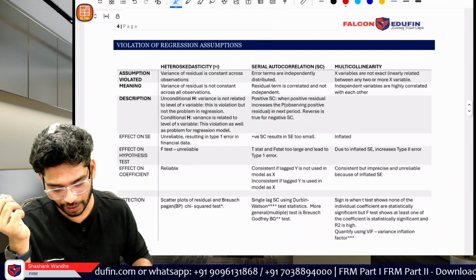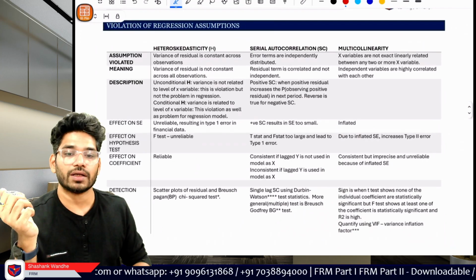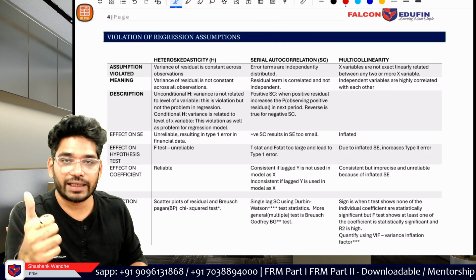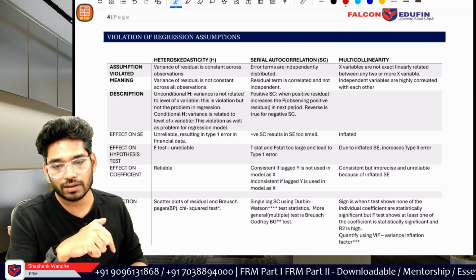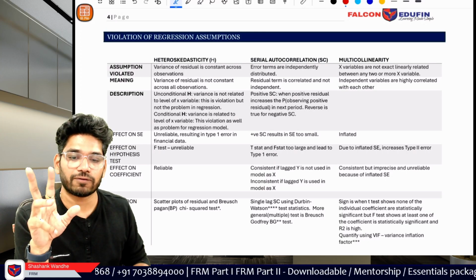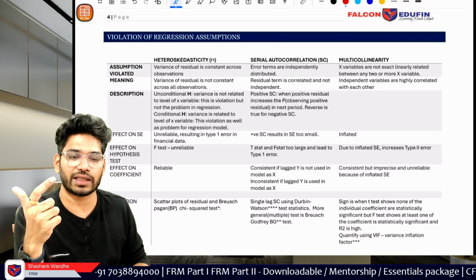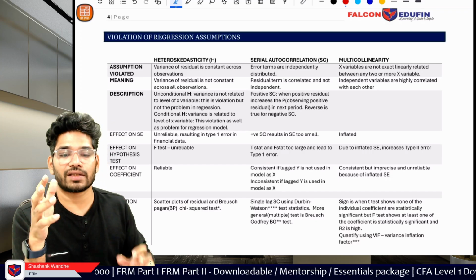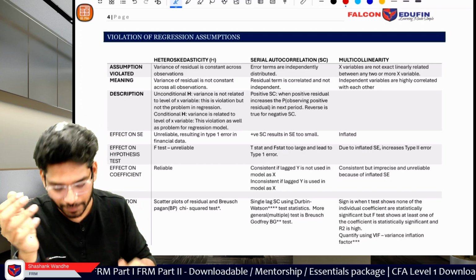Now, next is the violation of the regression assumptions. First, if you don't recall the assumptions, please reread the assumptions, okay, and then watch this. Now, here we have 3 types of violations. First is heteroskedasticity, then we have serial autocorrelation, and then we have multicollinearity. And you have to discuss these 3 assumptions in comparison, okay?